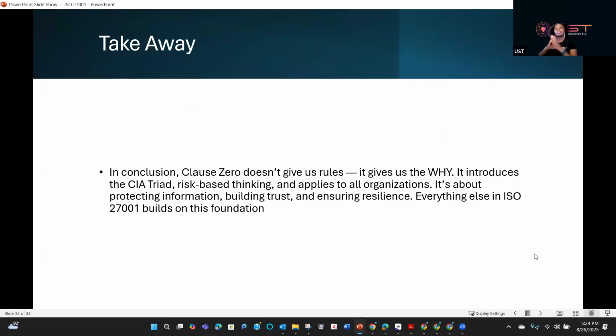But what's the takeaway of this particular clause? Clause 0 doesn't give us rules. It gives us the why. It introduces the CIA Triad, risk-based thinking, and applies to all organizations. It's about protecting information, building trust, and ensuring resilience. Everything else in ISO 27001 builds on this foundation. Everything. Likewise, think of the foundation of your house: everything actually builds on the fact that you have a very strong foundation.